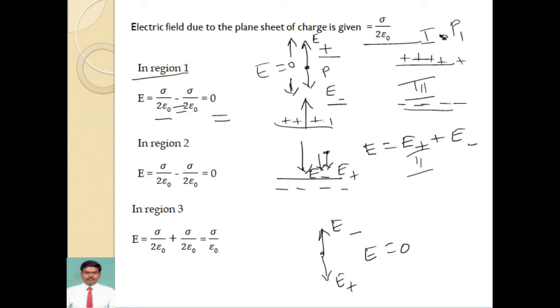Similarly, in region 2, that is outside the two parallel plates, I can show that sigma by 2 epsilon naught minus sigma by 2 epsilon naught will be equal to 0. In the third region, that is in between the plates, these two fields are acting in the same direction. So I'm going to add the two. It will be sigma by 2 epsilon naught plus sigma by 2 epsilon naught, that will be equal to sigma by epsilon naught. So now I calculated the field. Suppose this is the parallel plate; the electric field between the two plates is given by sigma by epsilon naught. Okay, this is what I proved now.